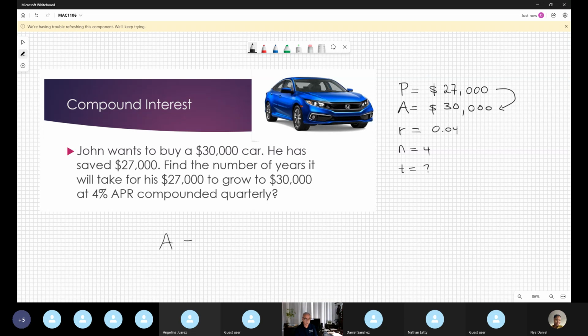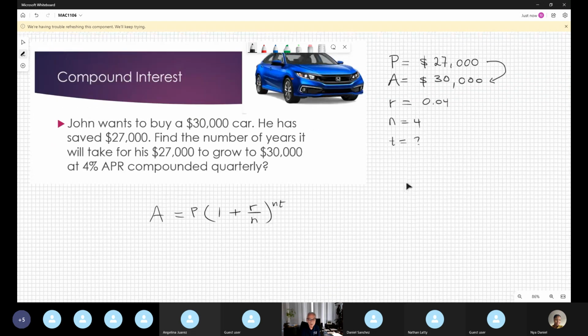Now, I'm using the same formula. A is equal to P, parentheses, 1 plus R over N, raised to the NT. Substitute the values of the numbers we have in my problem. So A is 30,000. P is 27,000. 1 is 1. R is 0.04 divided by 4. And N is 4 and T, no idea.